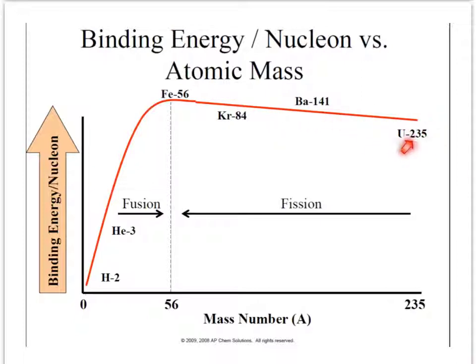So that's why elements like uranium-235 can break apart into barium and krypton and increase their binding energy when that happens. Elements on this side of 56 will fuse together in order to increase their binding energy. These elements right here will fission, so they'll break apart in order to increase their binding energy. The goal is to increase stability and increase binding energy for the element.